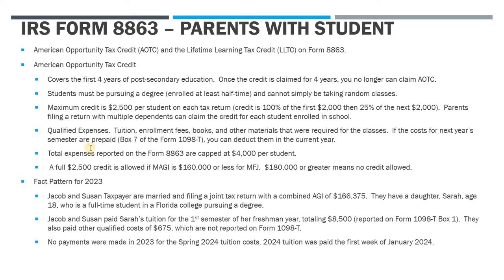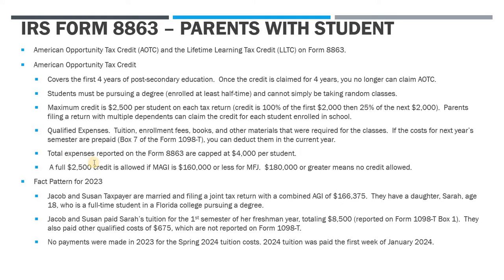Now, as far as what qualifies as tuition, if you're looking at your 1098-T, we have amounts in box 1. So you're going to see things like tuition and enrollment fees. Now, other costs that aren't on the 1098-T can still be eligible. So books and materials that are required, but they're not paid directly to the organization and reported on 1098-T, those are still eligible costs. Now, if you prepay costs for the next year's semester, those could be deducted in the year you paid them. So if you pay for spring tuition in the fall, let's say in December, those can be deducted in the year that you paid them.